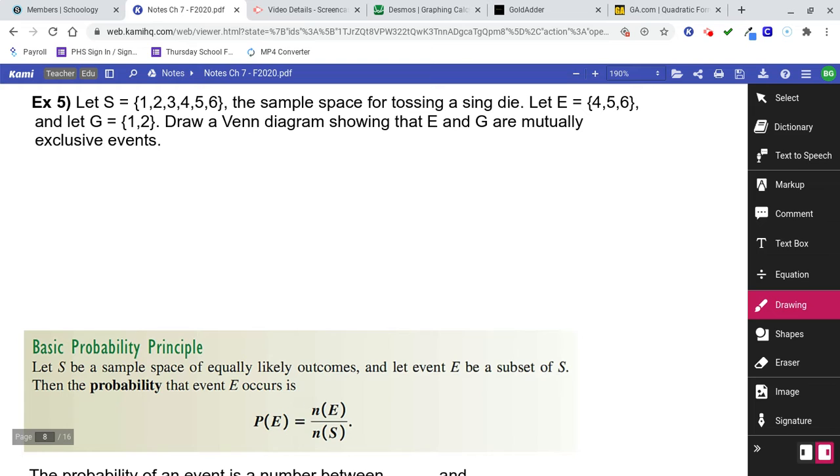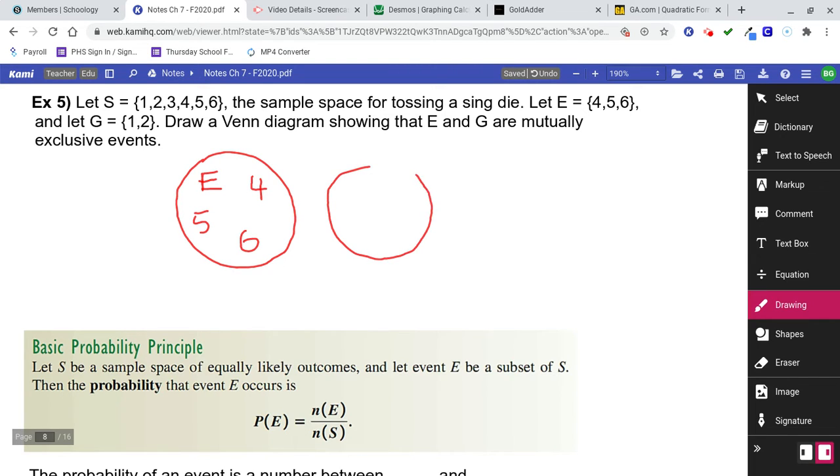So this is kind of a weird question here, but you're going to have event E, and there's a 4 and a 5 and a 6 floating around in there. And event G is a 1 and a 2. Okay, and so you notice that there aren't any elements in common. There's no overlap. So drawing these circles like this, there's no overlap. Those things are mutually exclusive.